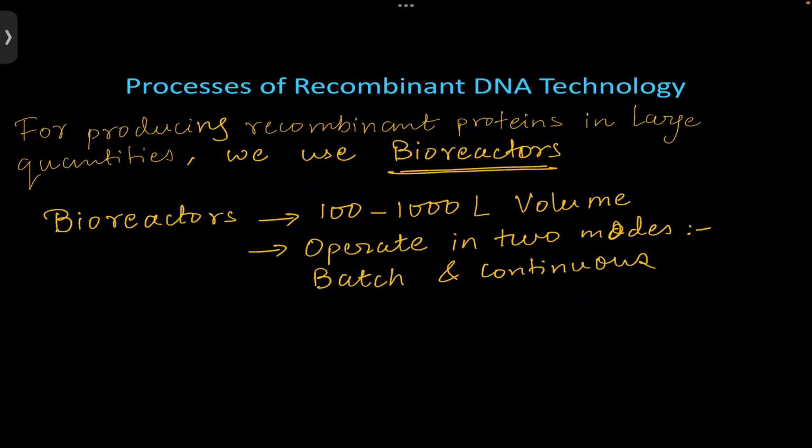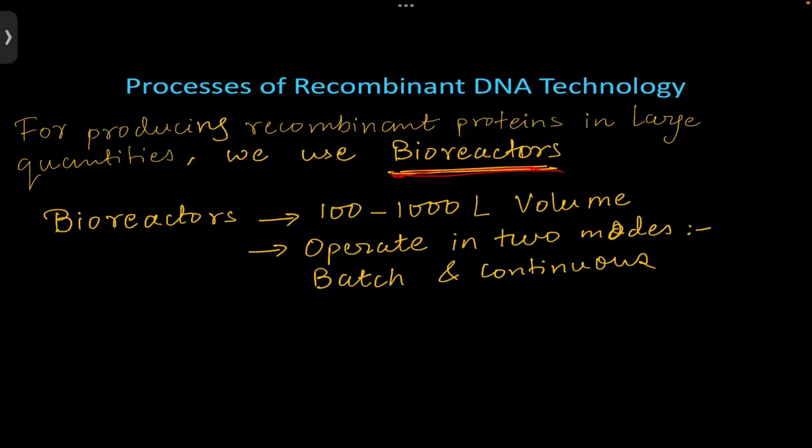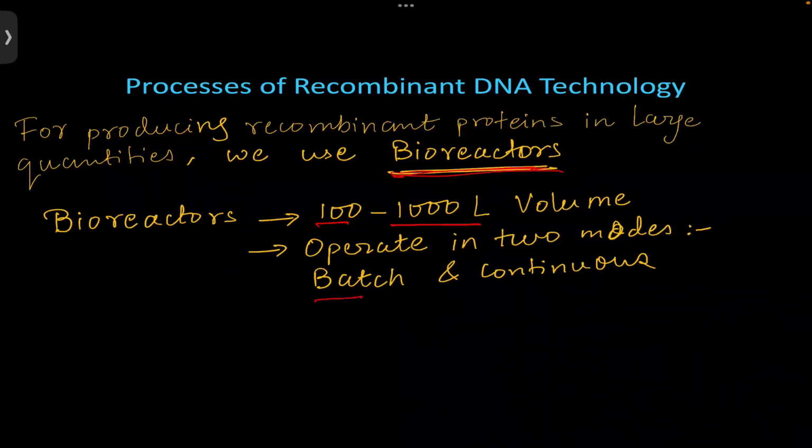So in industries, people make recombinant proteins using something called bioreactors. Now, what are bioreactors? Bioreactors are nothing but huge vessels, of volumes 100 to 1000 liters. And these bioreactors can operate in two modes, batch mode or continuous mode.